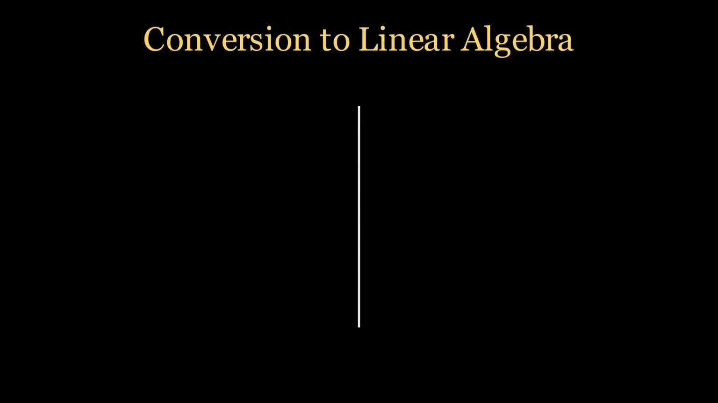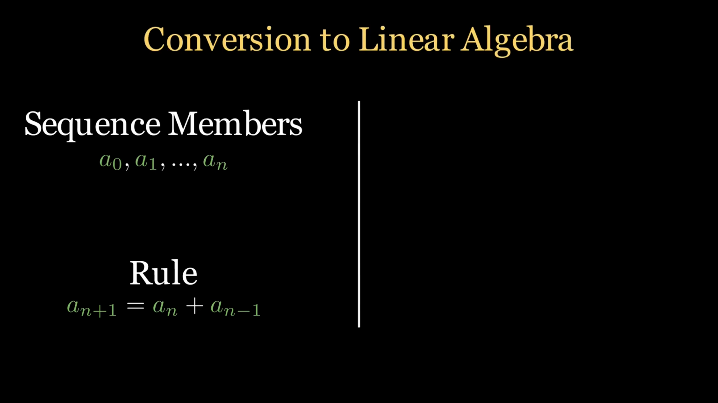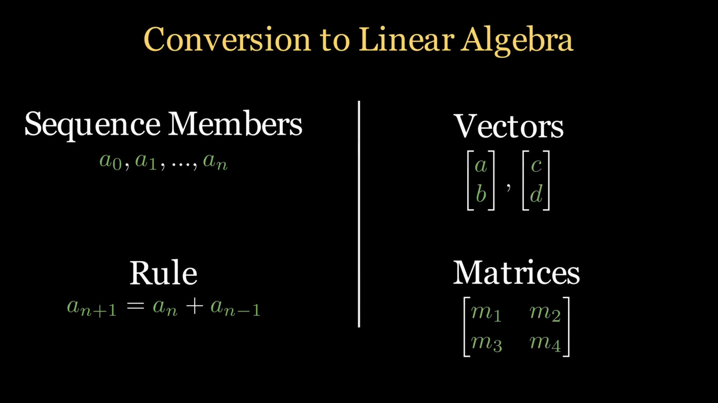With that in mind, the key step here is to figure out how to transform this problem that uses sequence members and its rule into a problem that uses vectors and matrices instead. If you want, you can pause here and come up with an idea, otherwise I will just go ahead and reveal the answer.